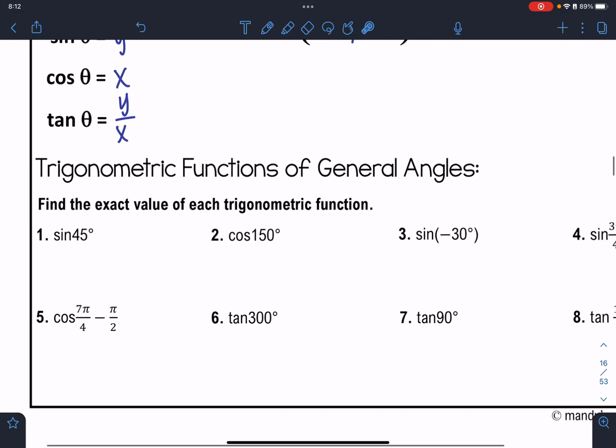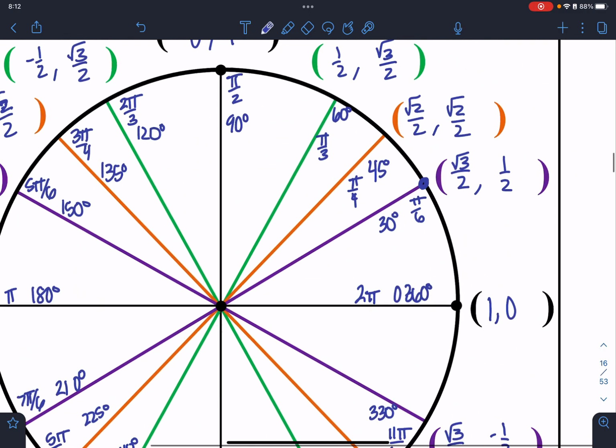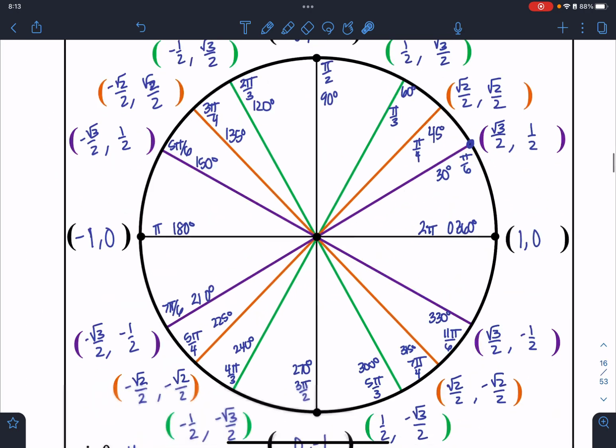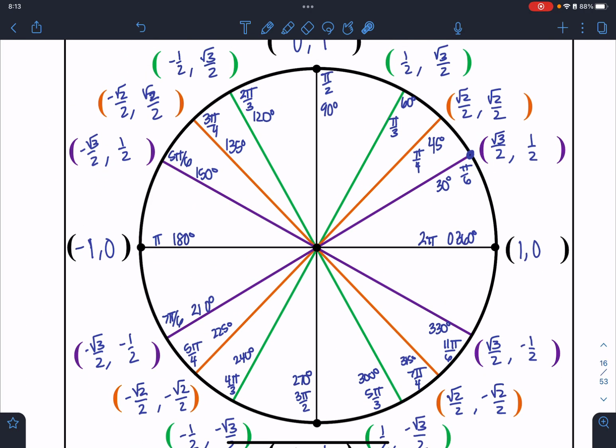So if I want to find the exact value of each trig function, that phrase exact value means you're not going to give me the decimal. If it says find the decimal value, you'll type it in. But what we want to do now is use our unit circle to help me answer this. So if I want to find sine of 45, then I'm going to go to that 45-degree angle, and I know last class, in the other class, we did end up filling these in.